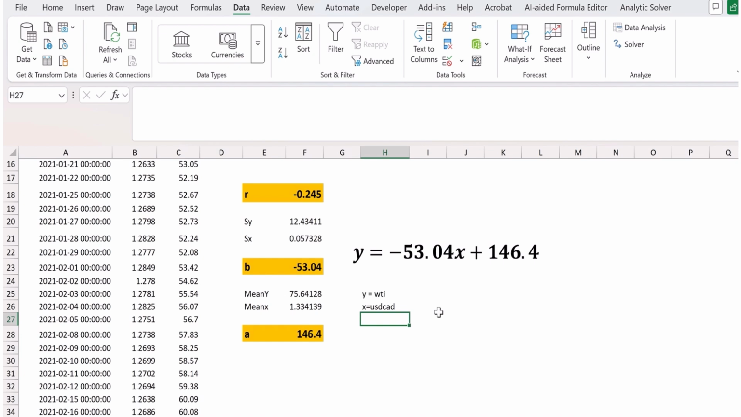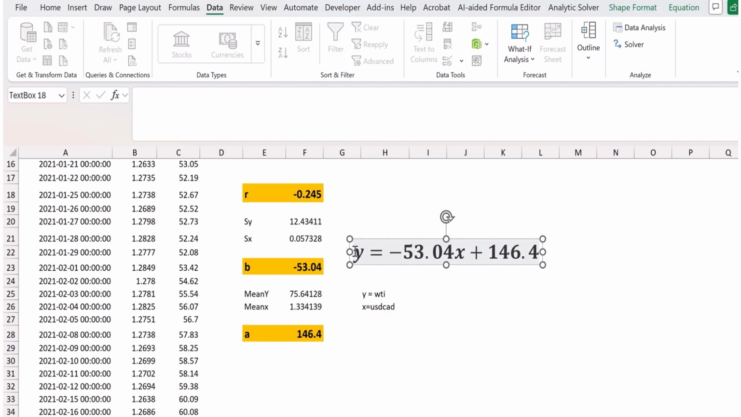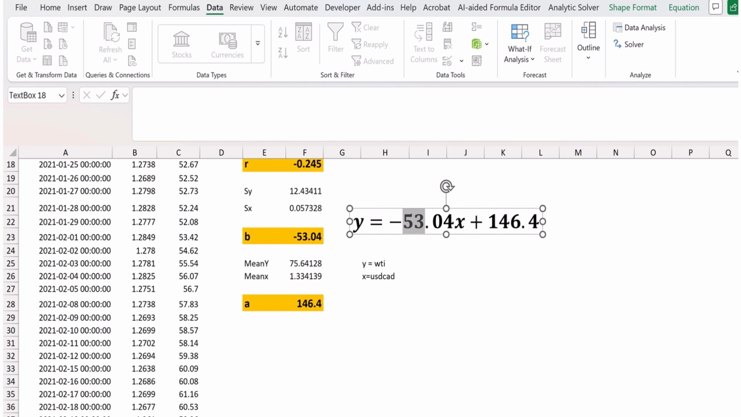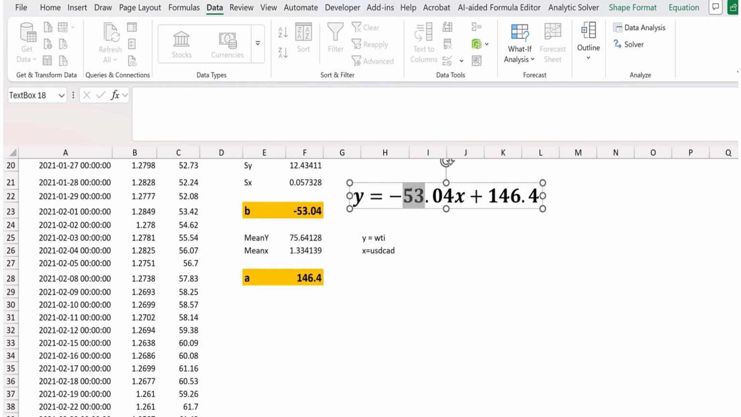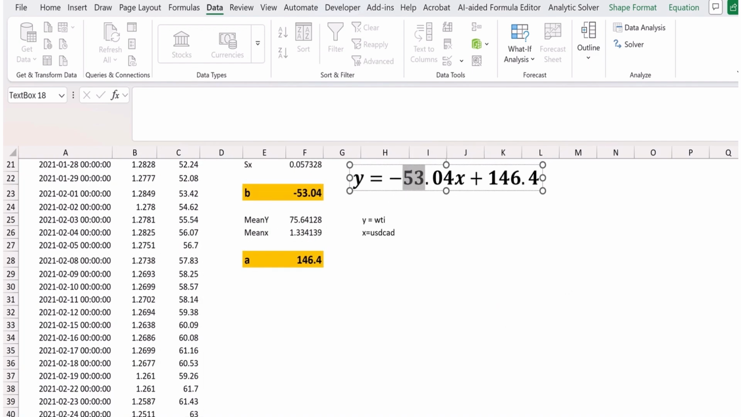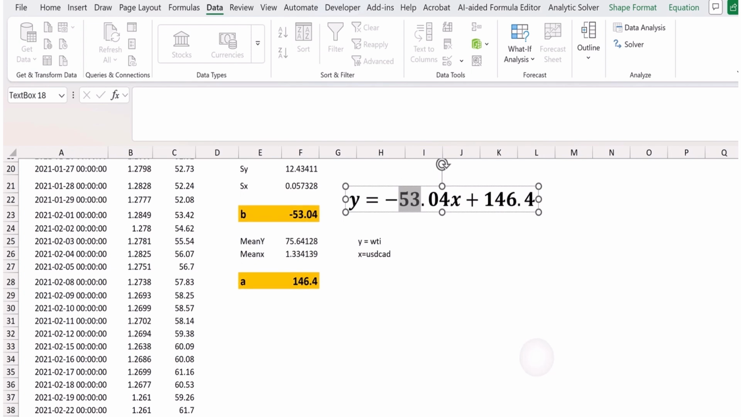So at first glance, the magnitude of the coefficient appears quite large, right? A literal interpretation suggests that a 1 unit increase in USD CAD is associated with a $53 decline in WTI prices. Now, this interpretation is economically misleading because USD CAD does not move by 1 full unit under normal market conditions, unless we have a black swan or something incredible, right? In practice, exchange rates move in much smaller increments, typically in hundredths or tenths.